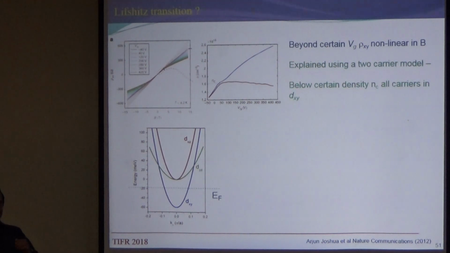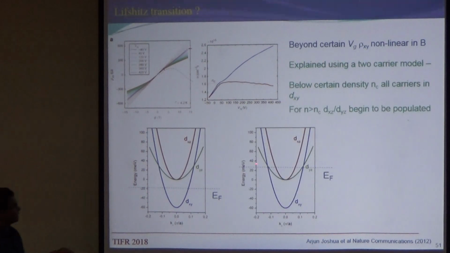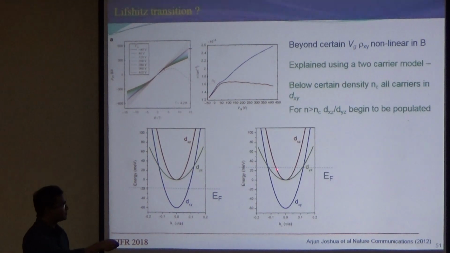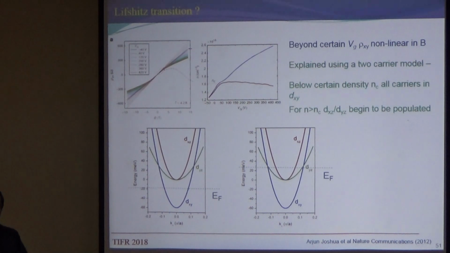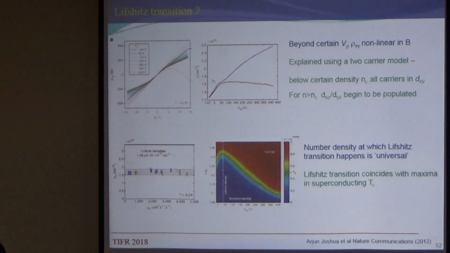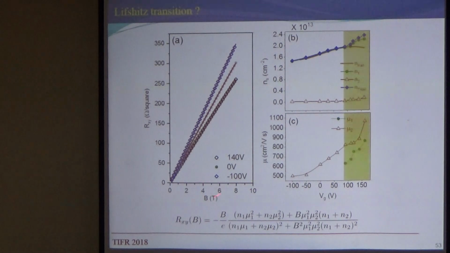As I keep increasing my gate voltage and pump in more and more carriers into the system, at some point my chemical potential will reach here, and at this point I have a multi-band transport, and I cannot use the simple RH equal to 1 by NE to extract the number density. I will have to start using the multi-band transport equation. And so, here is our data. As you can see, Rxy is linear in magnetic field at low number density, at low gate voltages, but it becomes very non-linear at high gate voltages.